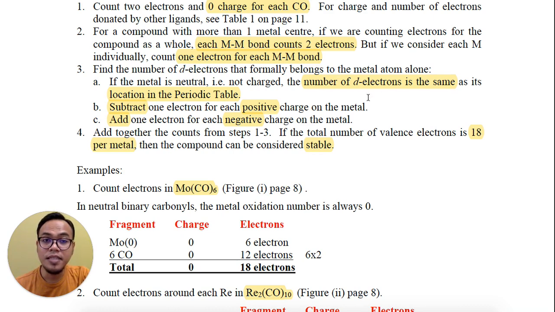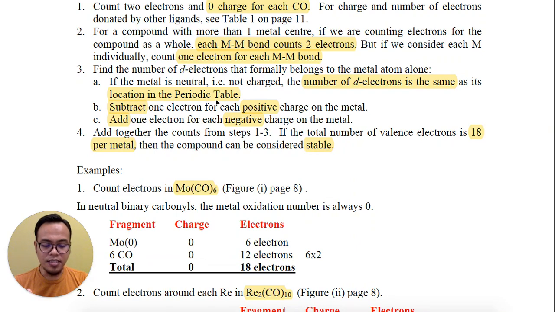I've explained this slightly earlier. It depends on the location of your metal in the periodic table. But if it is positively charged, you have to subtract the number of electrons accordingly. But if it is negatively charged, you have to add the electrons accordingly.